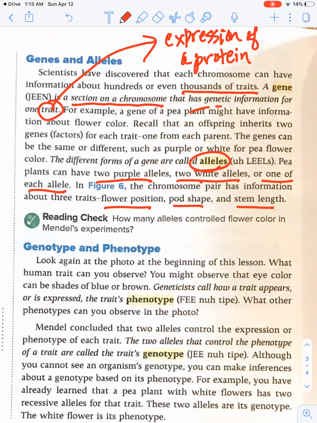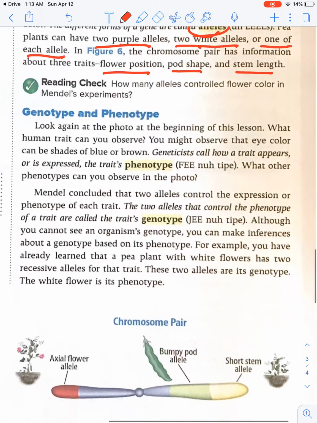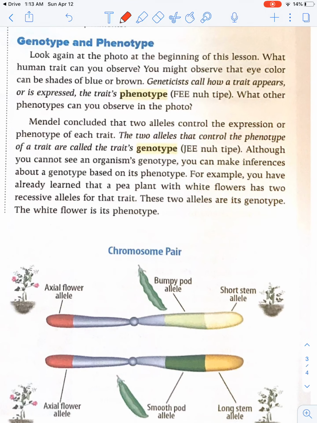Two different types of genetic code, if you will. All right, so let's look again now at genotype and phenotype. Look again at the photo at the beginning of this lesson. What human trait can you observe? Well, it's eye color, if you recall. You might observe that eye color can be shades of blue or brown. Geneticists call how a trait appears or is expressed the trait's phenotype.